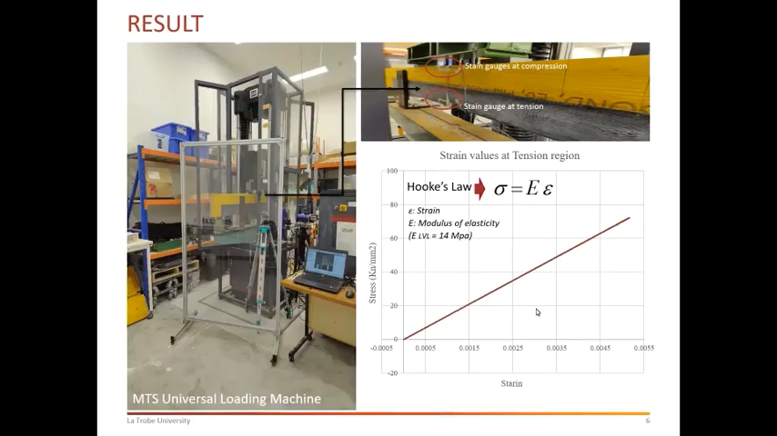So this is an example of a result obtained from the experiment at the tension region, and this is the stress estimated using this formula: modulus of elasticity times the strain.